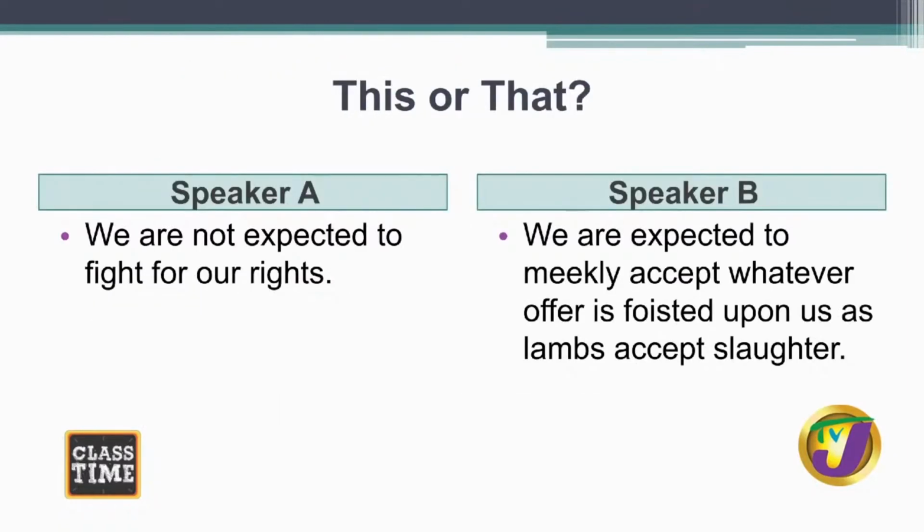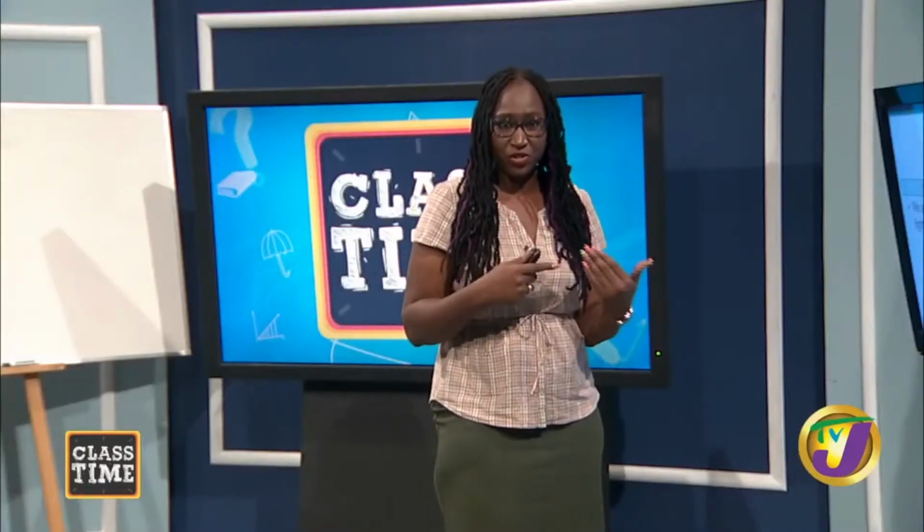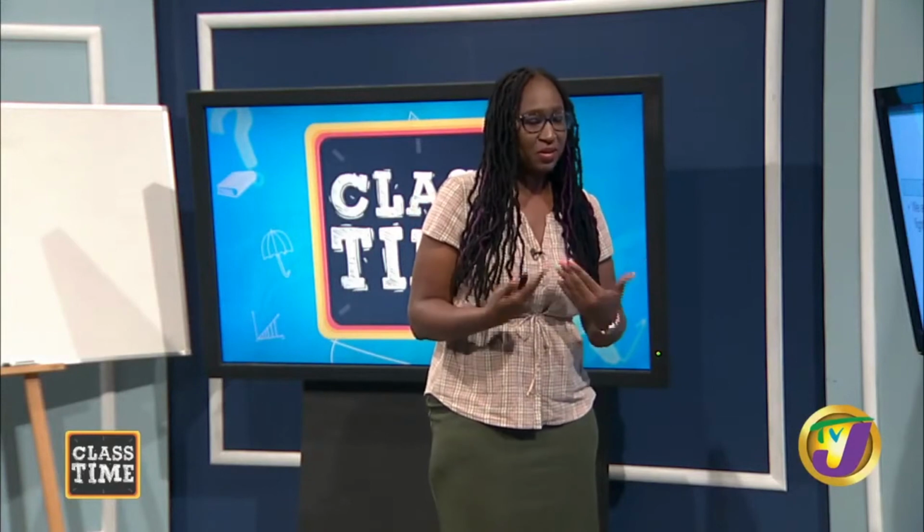So here we go again. So Speaker A says, we are not expected to fight for our rights. Speaker B decides to use a simile instead. We are expected to meekly accept whatever offer is foisted upon us as lambs accept slaughter. Two things being compared, lambs going off to be slaughtered, unfortunately, and us, the people, being forced to accept something that we don't necessarily want.